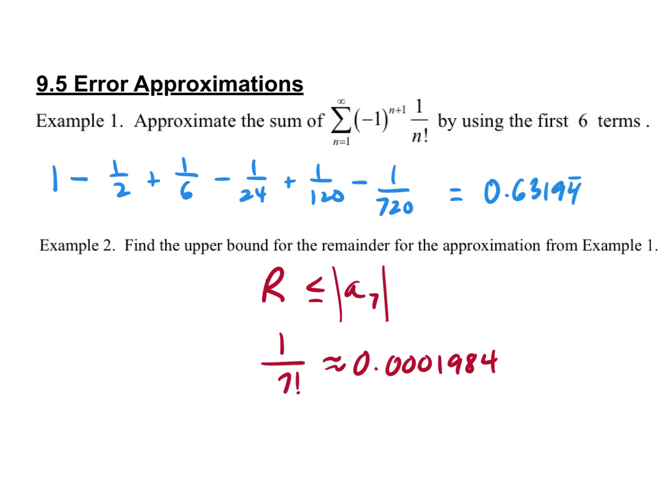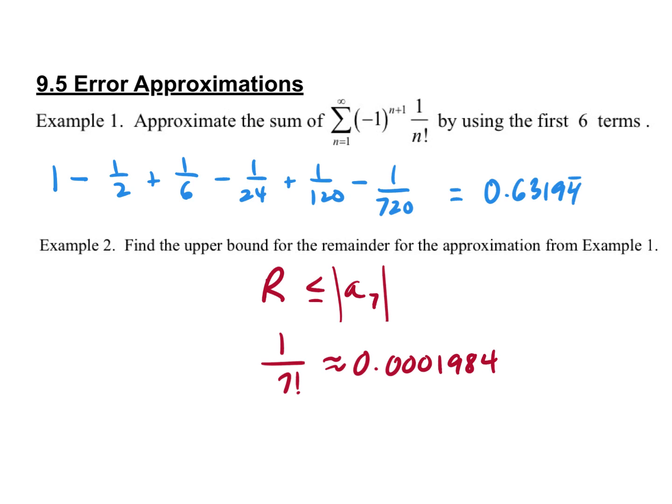Which means, just again, concept. If I find the first 6 terms of this particular series, I'm pretty close to where the actual sum is. Because I'm only off by that much, at most. And I'm probably off by less than that. So that's a pretty decent approximation. Now, let's keep moving through the examples.